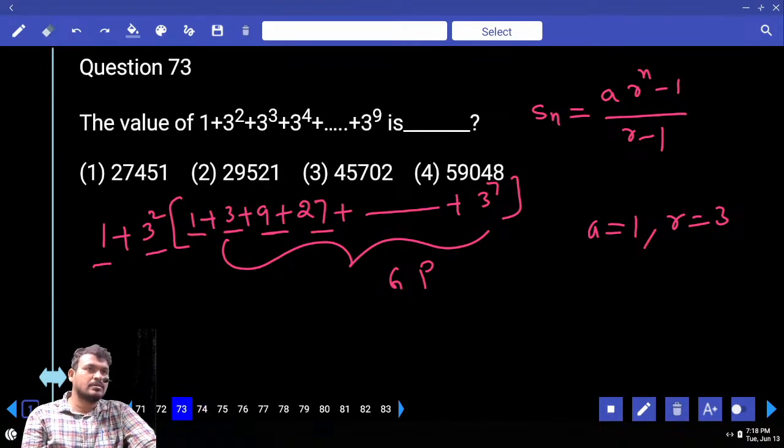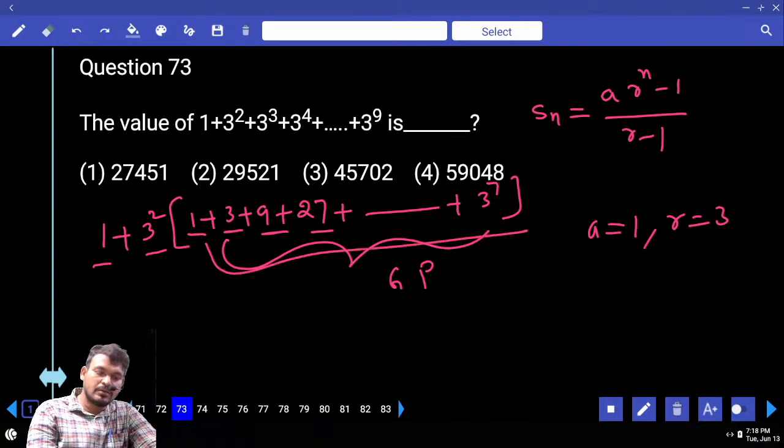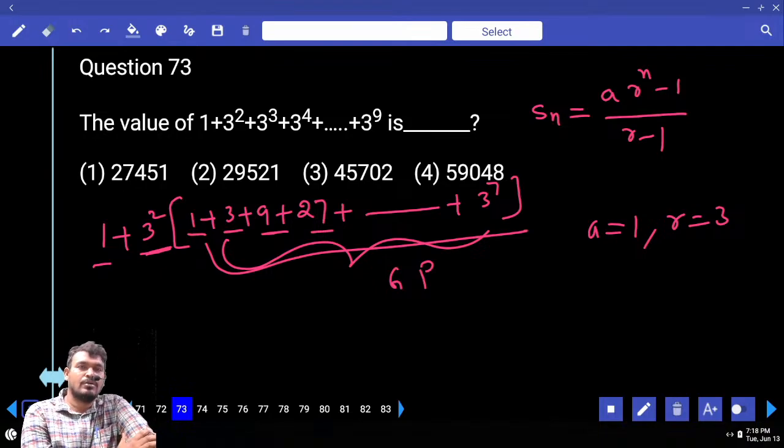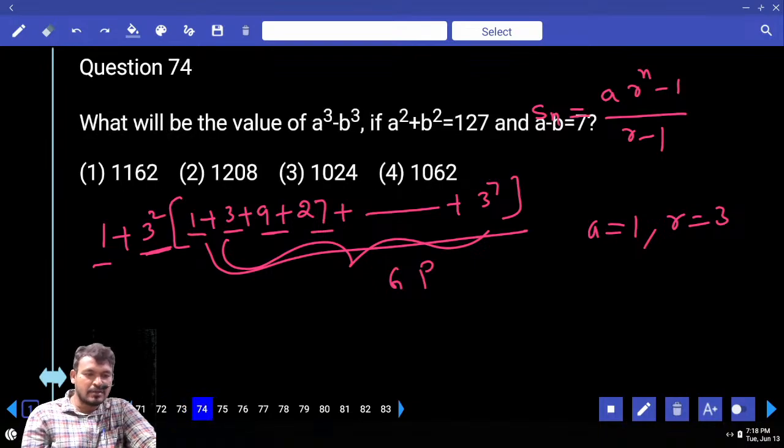Just substitute in the formula, we get the bracket value. That bracket value is multiplied by which one? 9 plus 1. Don't say it is multiplied by 9; it ends with 9 plus 1, it will end with 0. Okay. Next question, number 74.